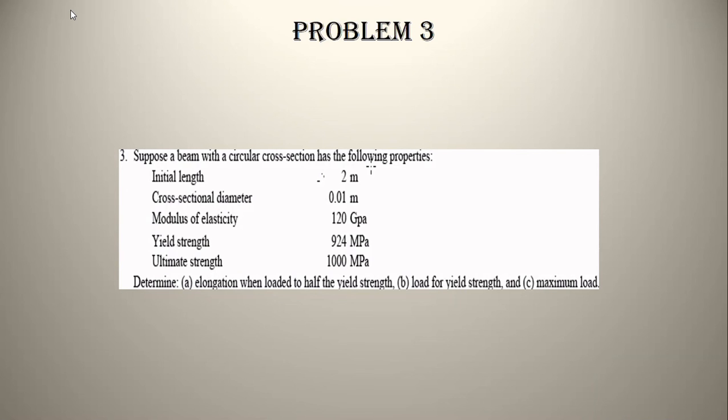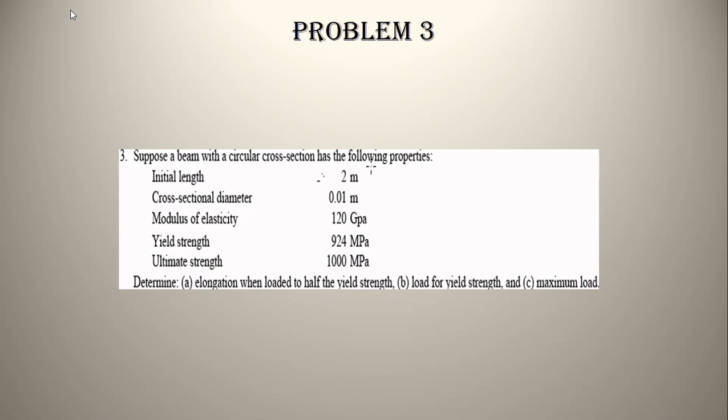And the man is now saying that suppose a beam with a circular cross section has the following properties. Initial length 2 meters. Cross sectional diameter 0.01 meters. Modulus of elasticity is given as E value of 120 GPa, gigapascals. And then yield strength given as 924 megapascals and ultimate strength given as 1000 megapascal. The man wants you to determine A, elongation when loaded to half the yield strength.